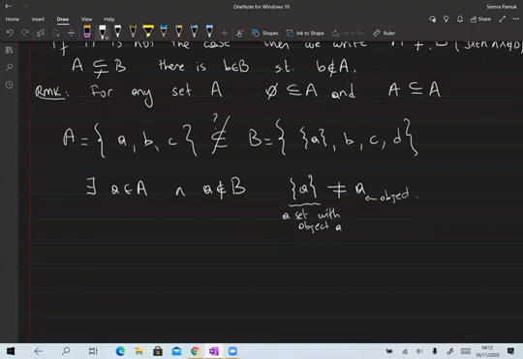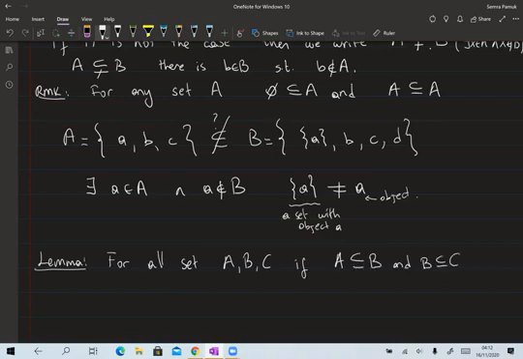What else? Another property, you can write as a lemma maybe. For all sets A, B, C, if A is a subset of B and B is a subset of C, then A is a subset of C.